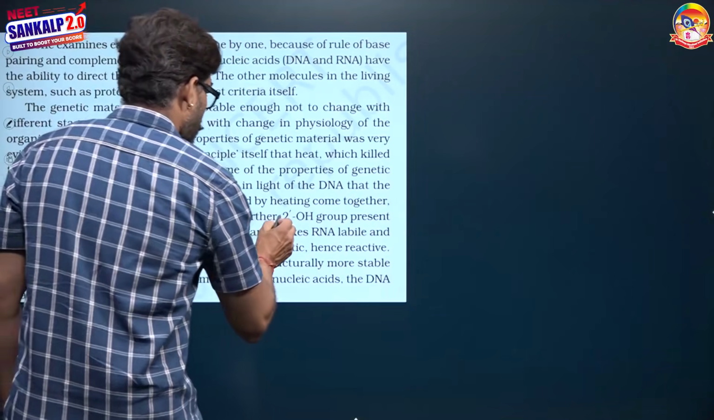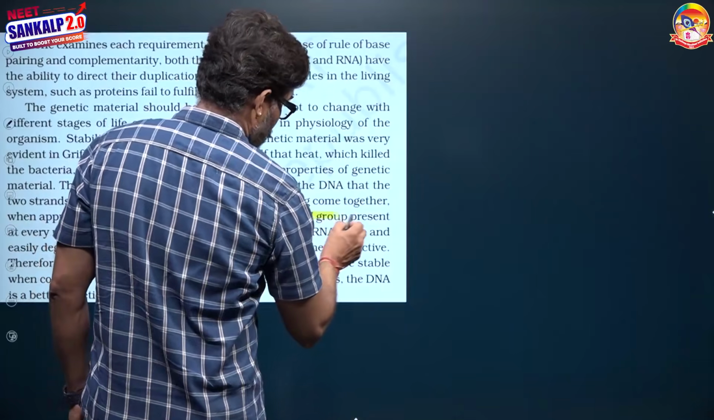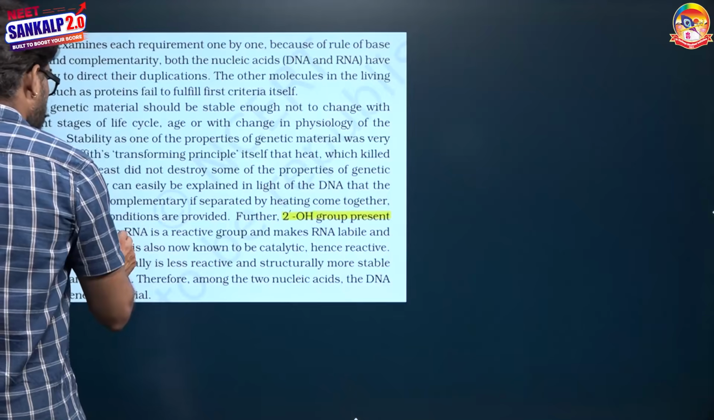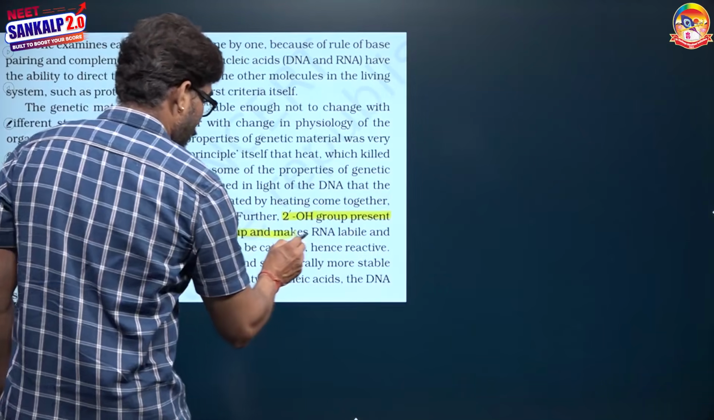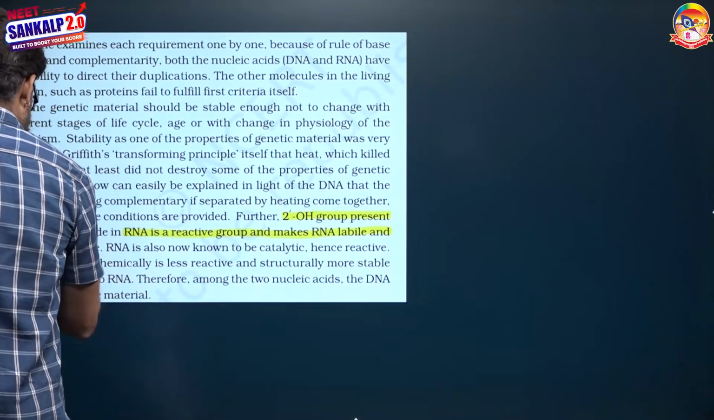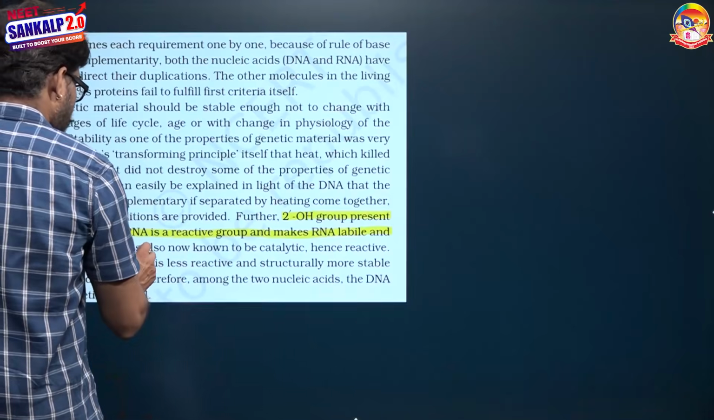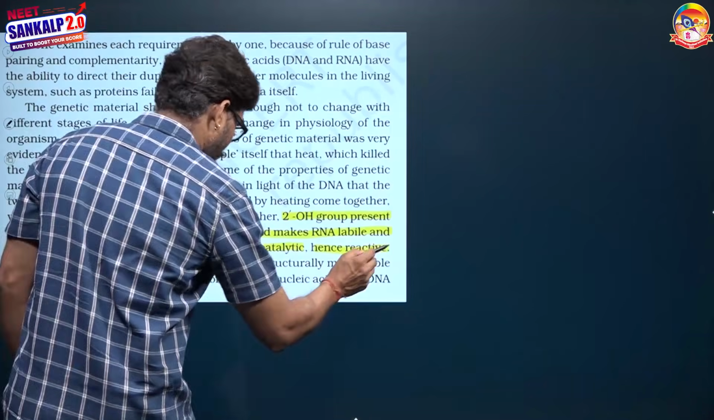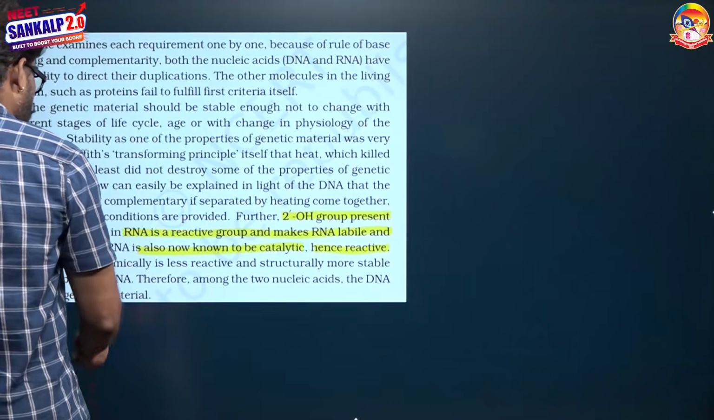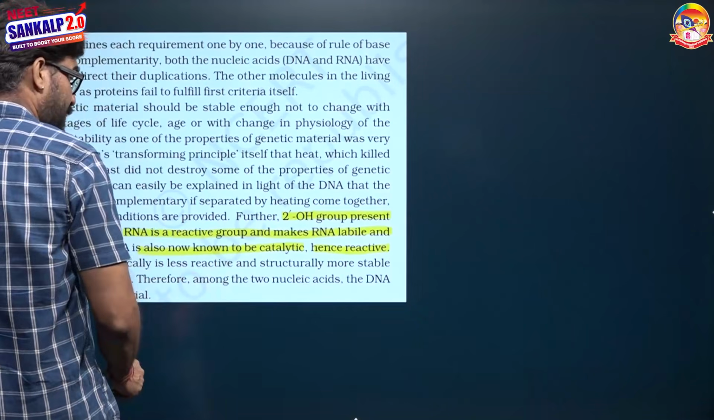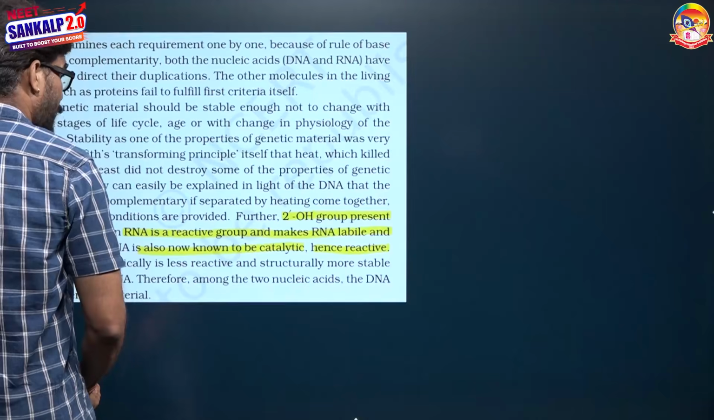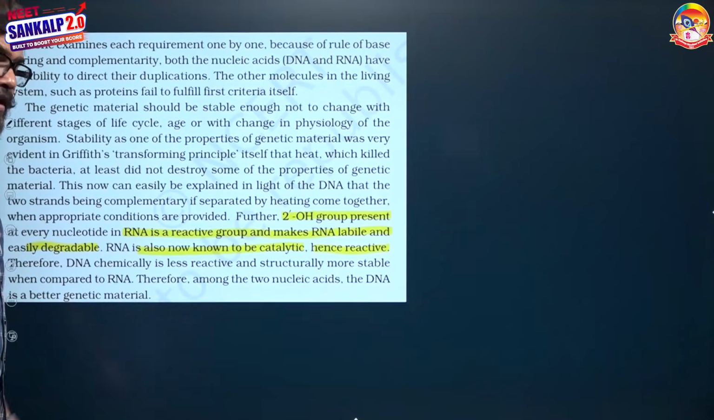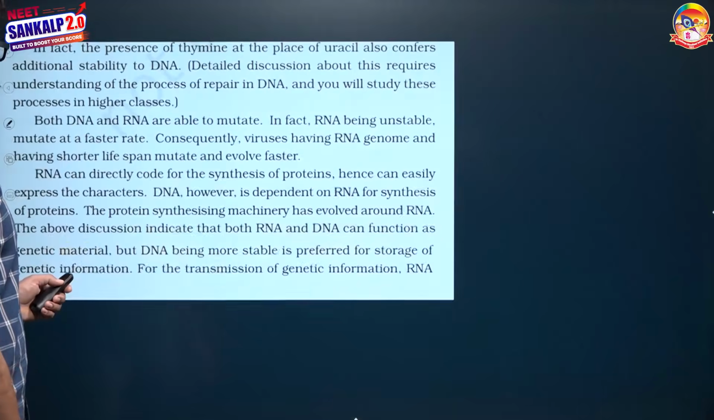Number one, the second carbon of the ribose sugar has a hydroxyl group in RNA, which is a reactive group and makes RNA labile and easily degradable. Second, RNA has catalytic activity, so it is very reactive. Therefore, DNA is chemically less reactive and structurally more stable. One more reason is that uracil is present in RNA and uracil makes it more reactive.